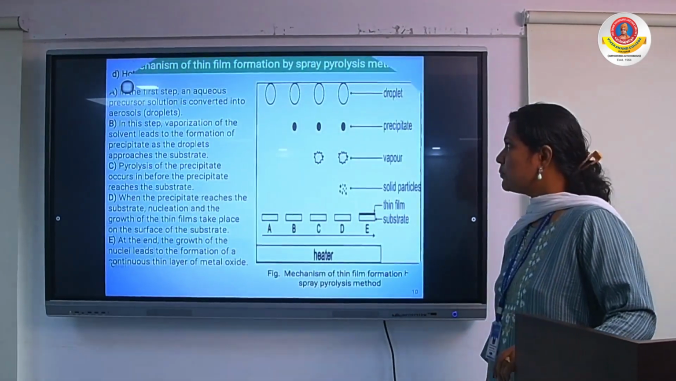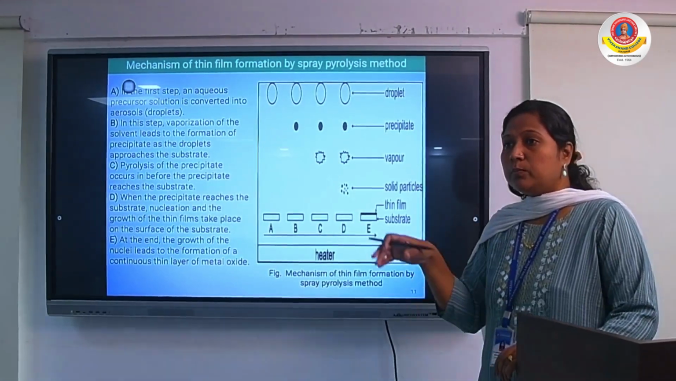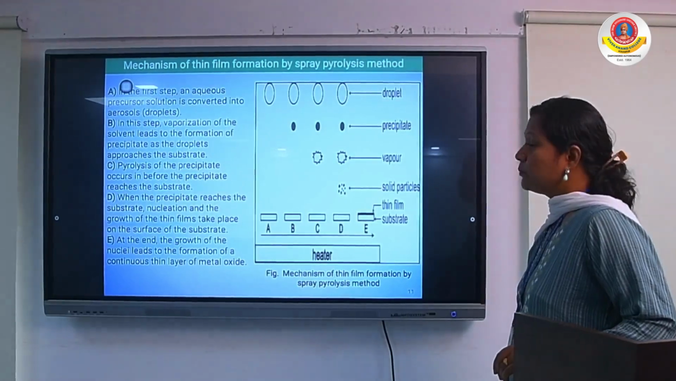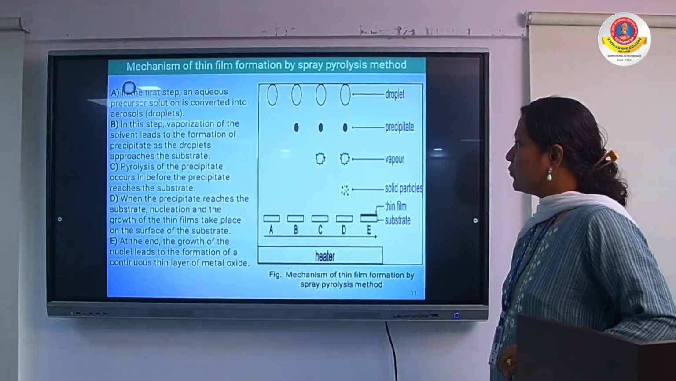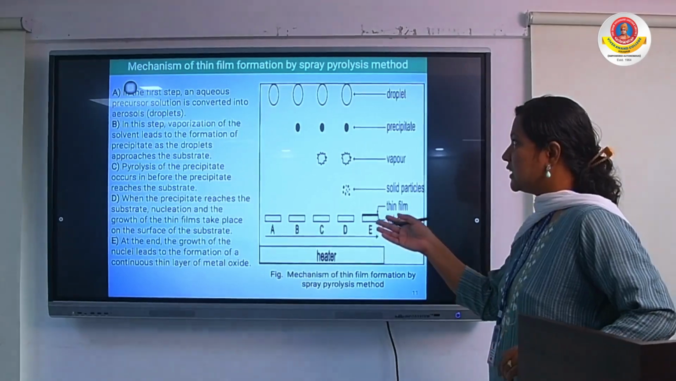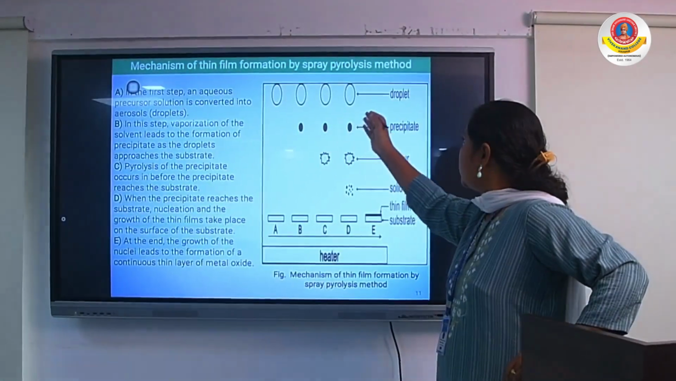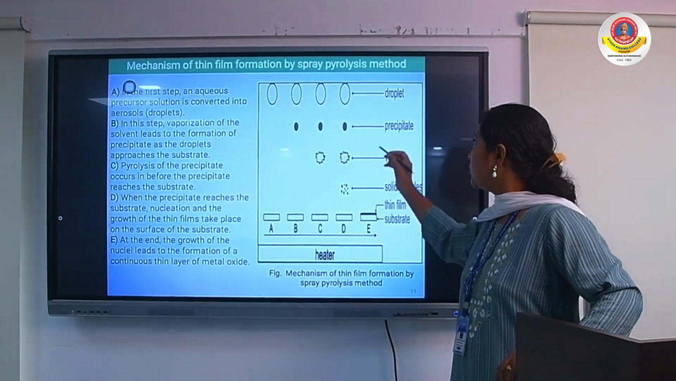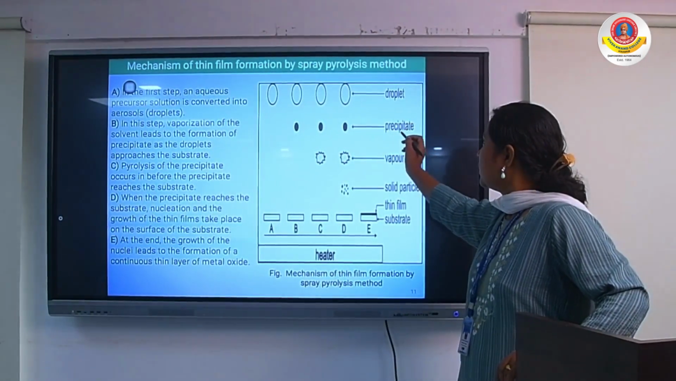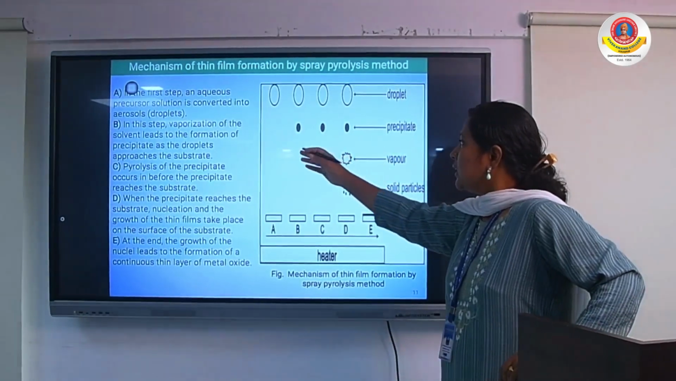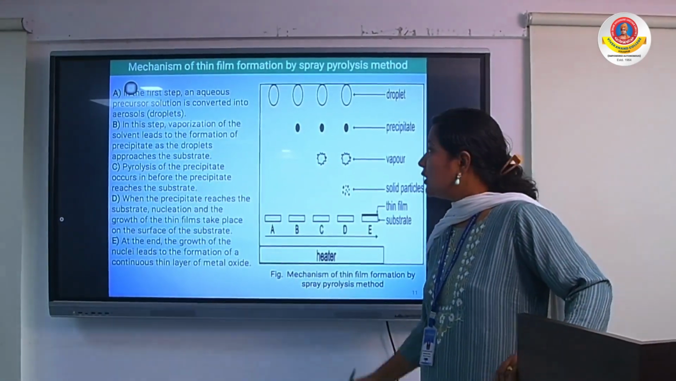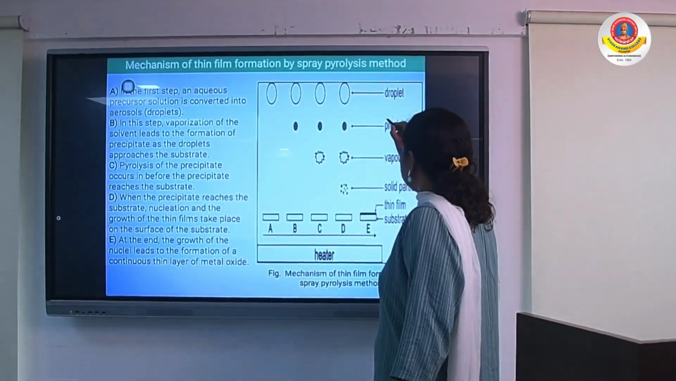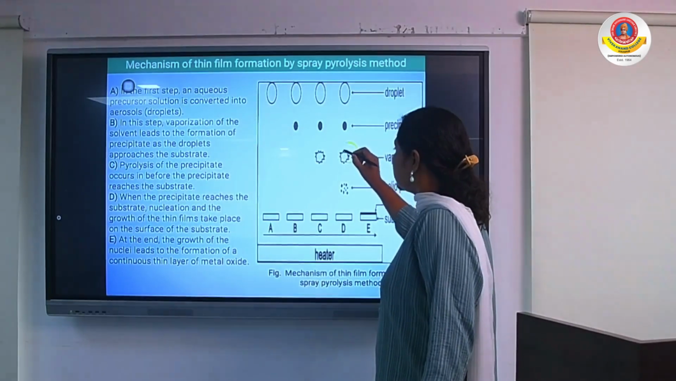But by using this method, how is the thin film actually prepared? This slide shows the mechanism of thin film formation by the spray pyrolysis method. There are 5 different stages as shown in the figure. The first stage is droplet conversion: an aqueous precursor solution is converted into aerosol droplets. Thereafter precipitation and vaporization take place. In this step the vaporization of the solvent leads to formation of the precipitate from the droplet.